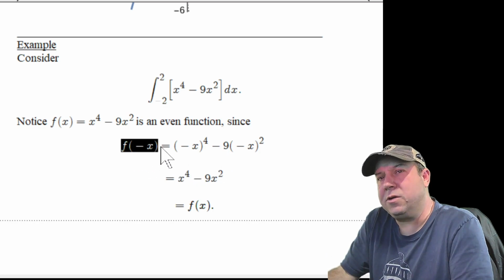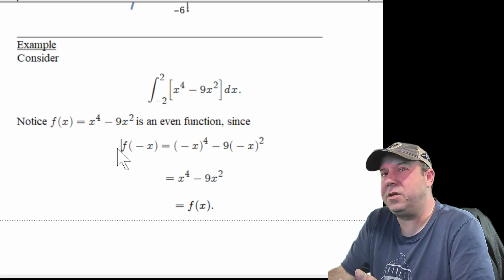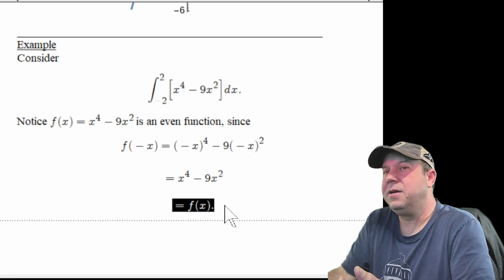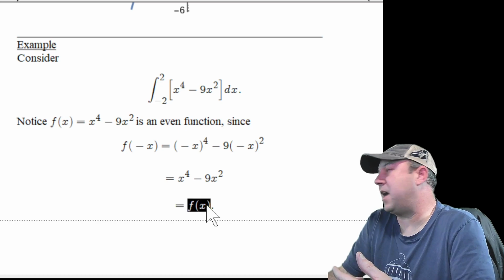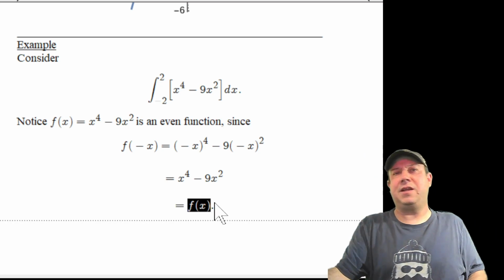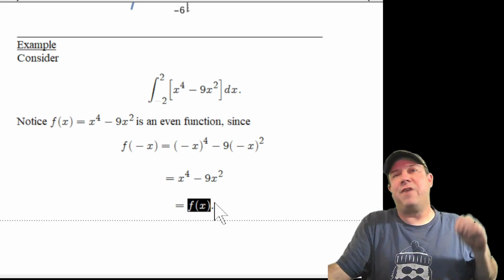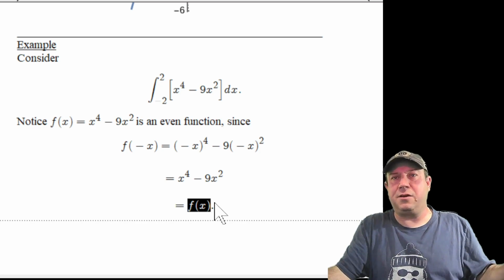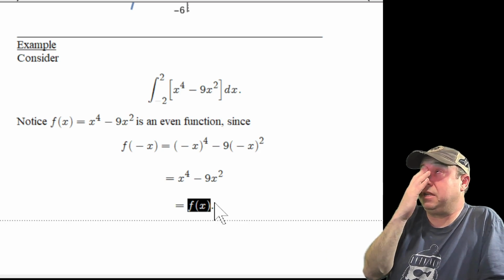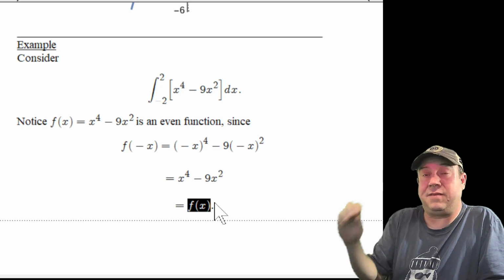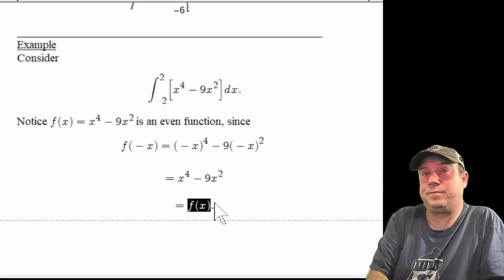Now, how do I know it's even? I notice if I substitute in negative x into the function, the negative x gets canceled and becomes just f at x. It has zero effect. The function can be simplified back into the original function if negative x is substituted in. That's what indicates it's an even function algebraically.